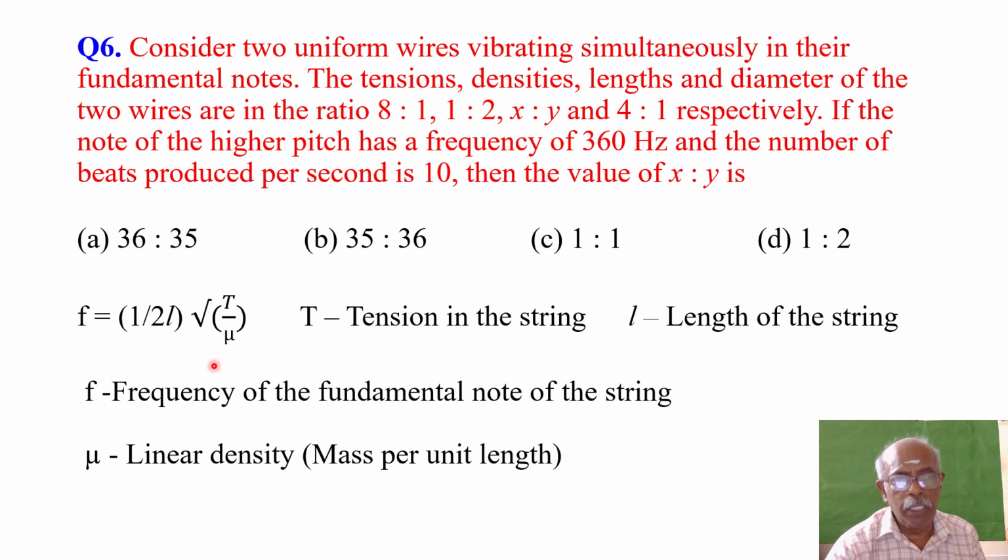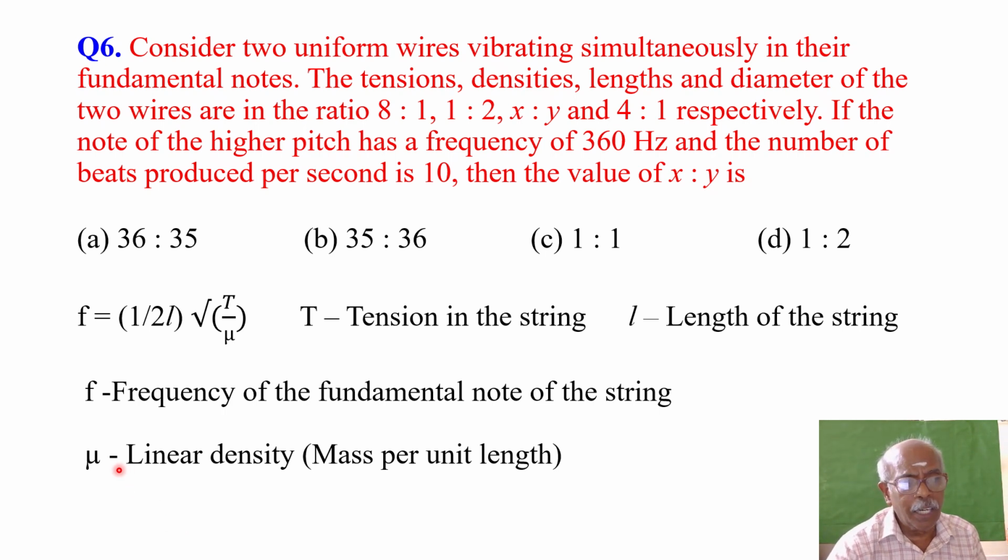Okay. So we know that the frequency is given by the equation F is equal to 1 by 2L into root of T by mu. T is the tension in the string, L is the length of the string, for which the ratio you are going to find out. F is the frequency of the fundamental mode, and mu is the linear density. But remember, here only the ratio of densities is given, not the linear density. And you have to find the relation between density and linear density.